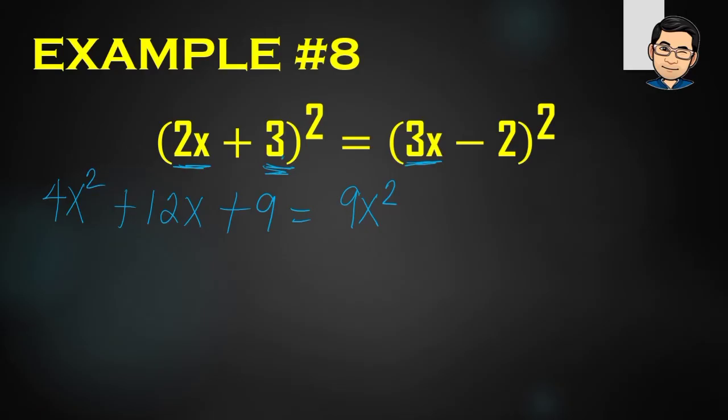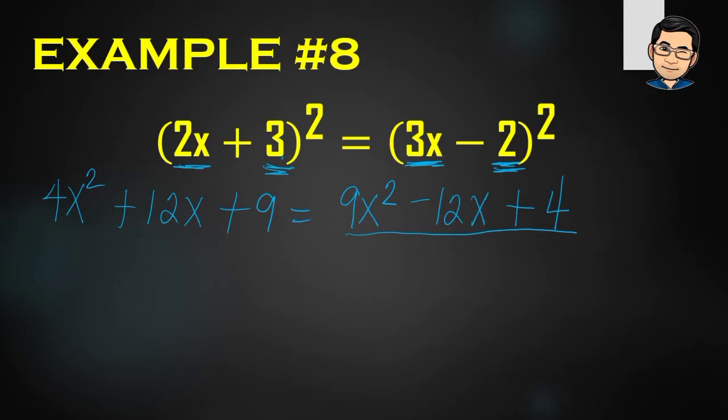Multiply the first term and the last term by 2. 3x times negative 2 is negative 6x times 2, negative 12x. And then, square the last term, negative 2 squared. That will become positive 4. Now, so itong 9x squared minus 12x plus 4 na to is, kailangan natin siyang ilipat sa gitna para maging 0 ulit siya.